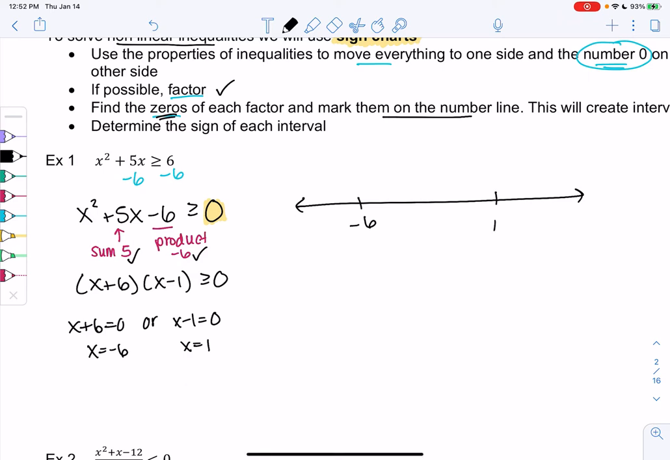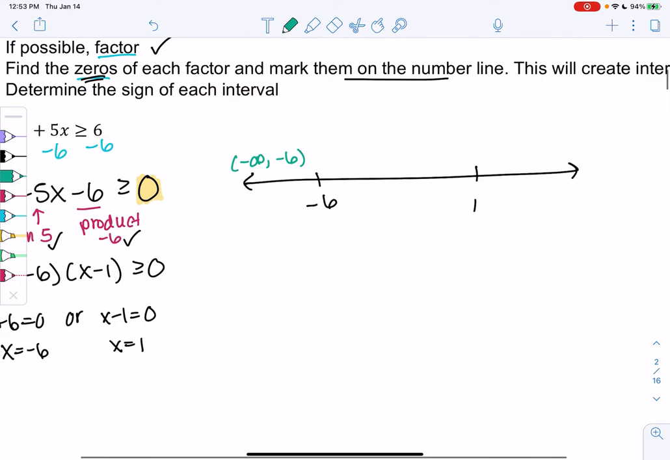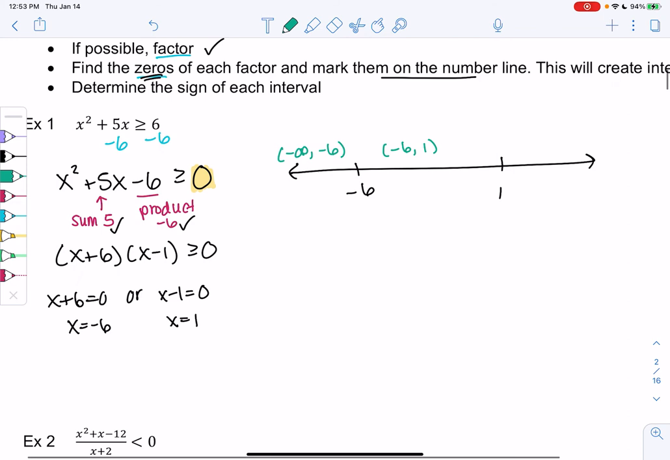And this creates intervals. So to review that interval notation again, this first interval would be negative infinity to negative 6. The second interval would be negative 6 to 1. I'm not going to include the endpoints, we just don't know yet. And the last interval would be 1 to infinity. So the ends are negative infinity on the left, positive infinity on the right. So we have 3 intervals.